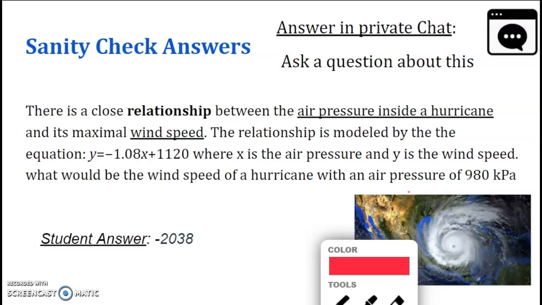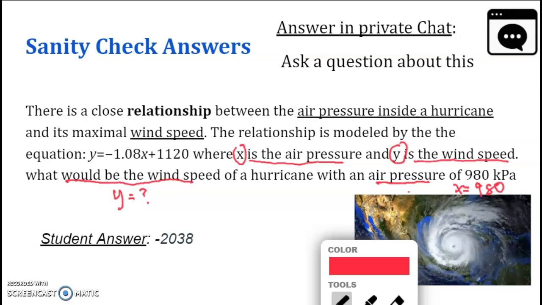Okay, let's try this problem. There's a close relationship between the air pressure inside a hurricane and its maximum wind speed. The relationship is modeled by the equation y is equal to negative 1.08x plus 1120, where x is the air pressure and y is the wind speed. What is the wind speed? What are we looking for? We're looking for y, if the air pressure x is 980.